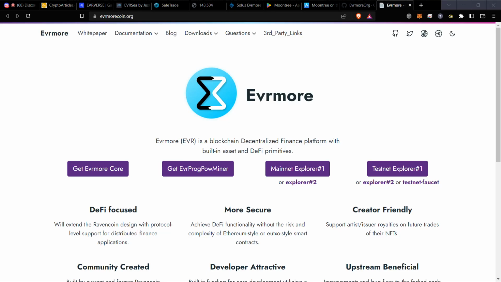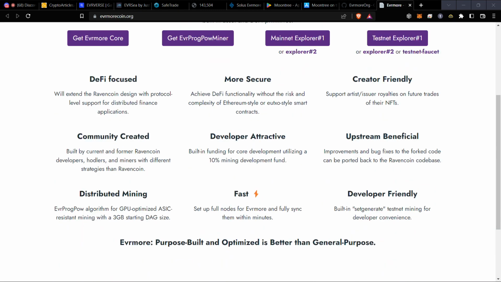Evrmore. Let's see what Evrmore is doing here. First of all, I want to plug in evrmorecoin.org. That's the first website I want to bring your attention to because that has the most important information you need to know about Evrmore. It has the white paper on top. Of course, read the white paper to understand the basic fundamentals of what Evrmore is all about. In a synopsis, Evrmore is a blockchain decentralized finance platform with built-in assets and DeFi primitives. It is DeFi focused, more secure, crypto friendly, community created, developer attractive, upstream beneficial, distributed mining.